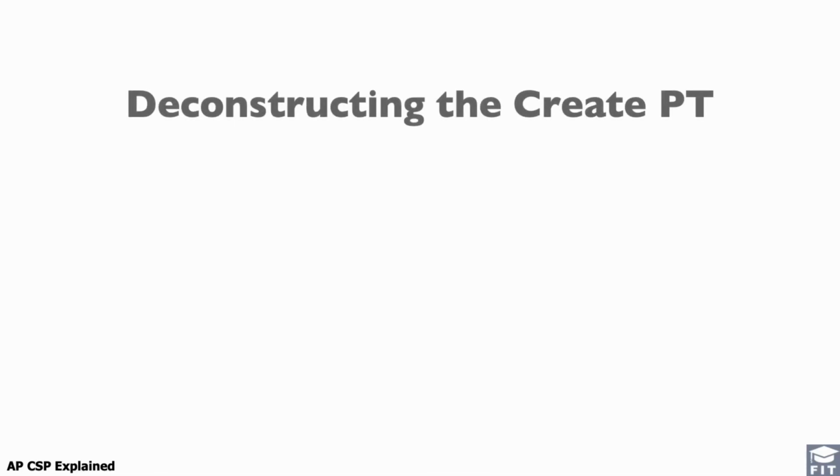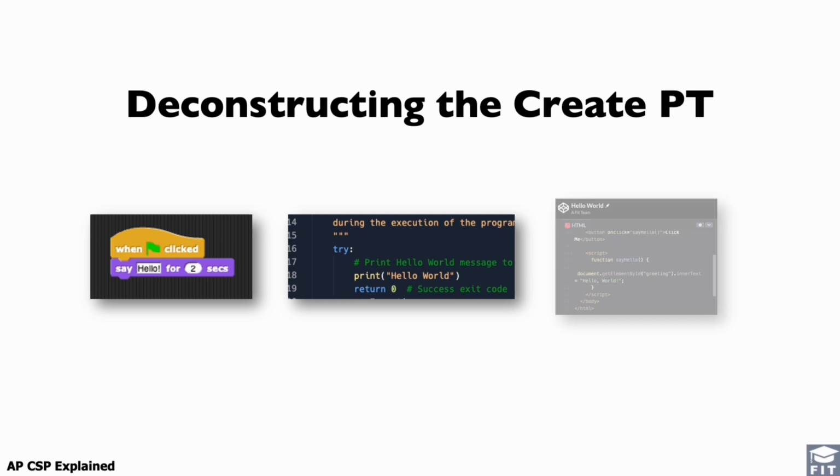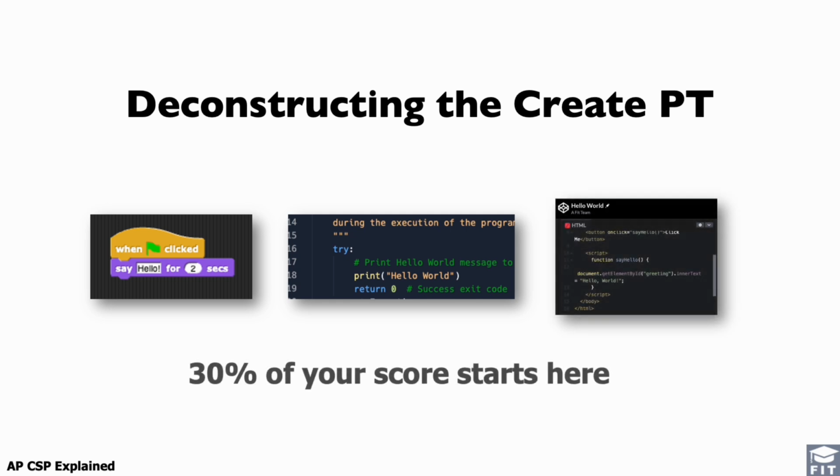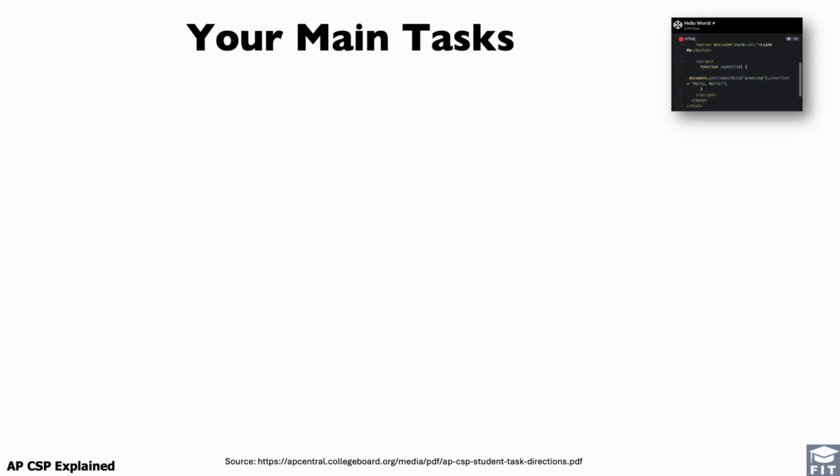This is it. The Create Performance task, aka your personal project. It's 30% of your score, and it's where you show off everything you've learned. So what exactly is the College Board looking for? The Create Performance task is your chance to build a program, demonstrate how it works, and explain your process.